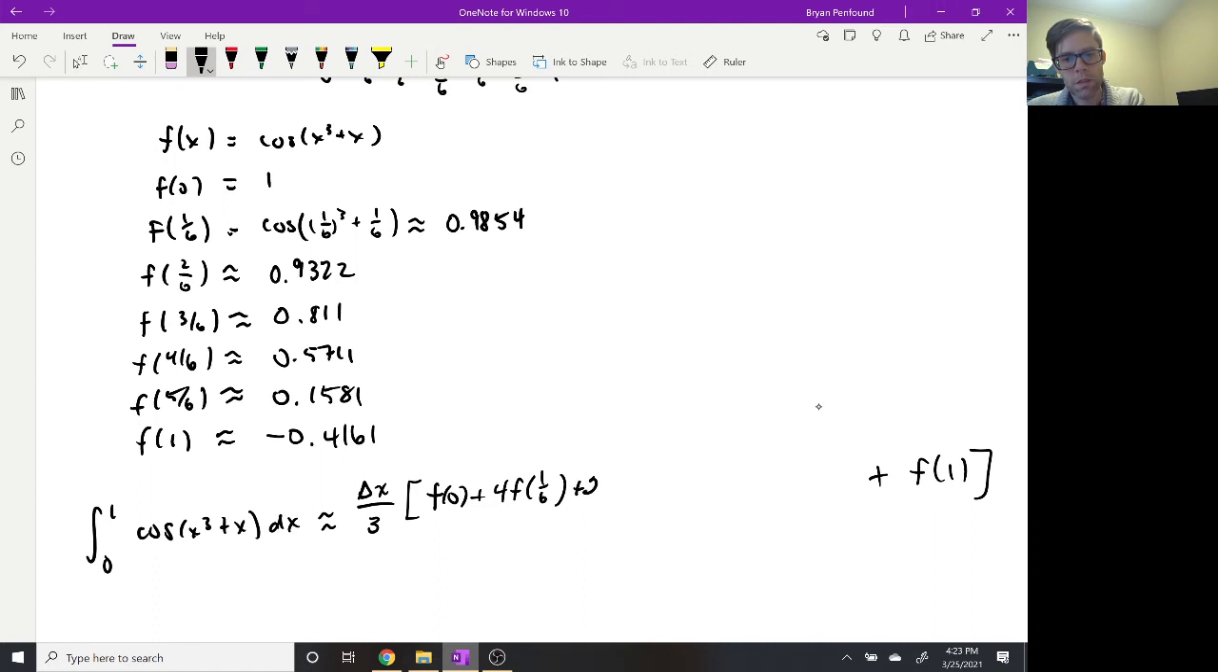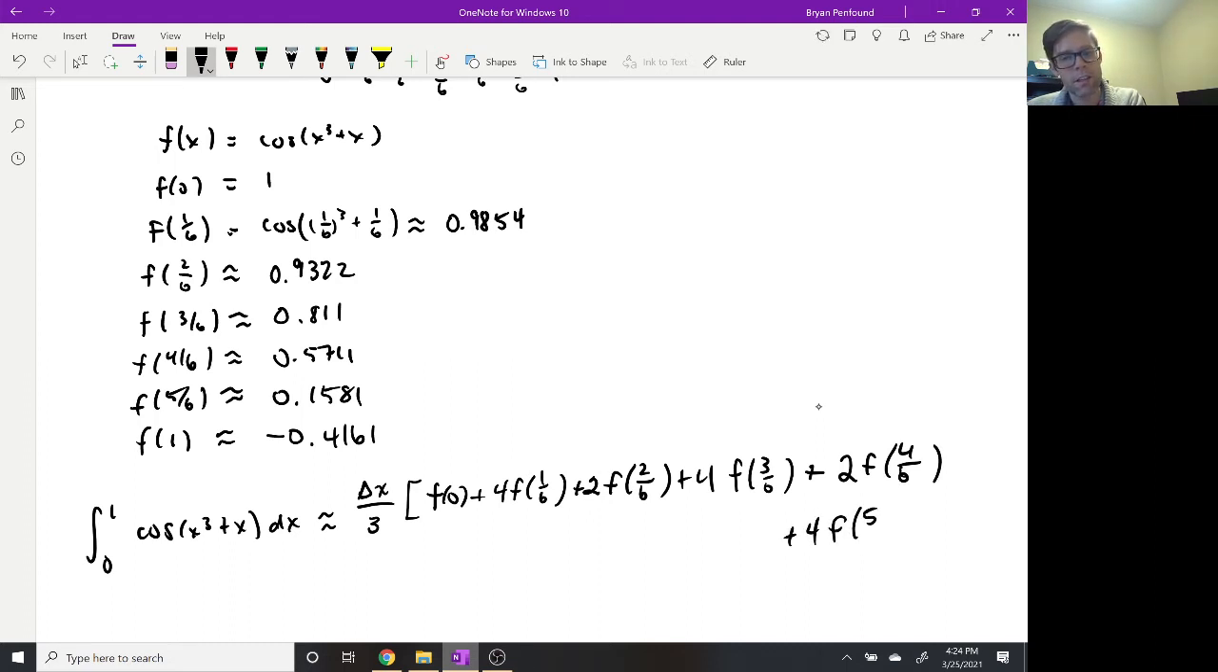So next one's going to be a weight of 2, f at 2/6. Then a weight of 4. I'm probably going to need a bit more space here, so erase that. So a weight of 4, f at 3/6, and then a weight of 2, f at 4/6. And then we see it here, a weight of 4, f at 5/6. And my last one is f at 1. So I know that I've done the setup and execution correctly if the second and the second last both have a weight of 4. And this is with regards to the Simpson rule.